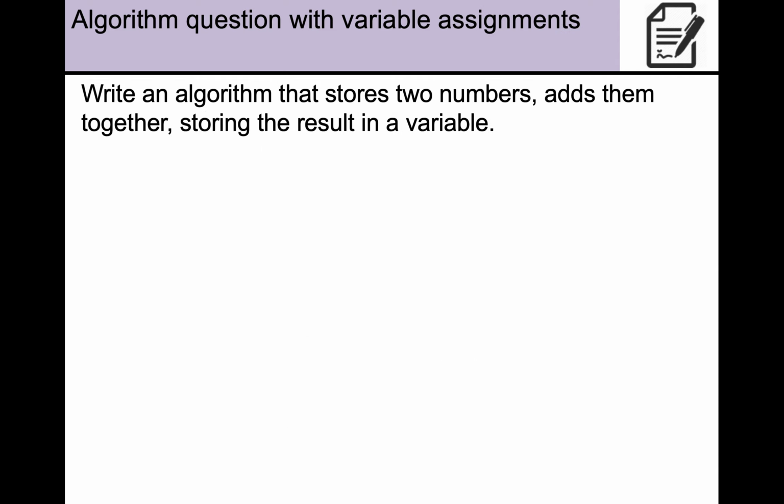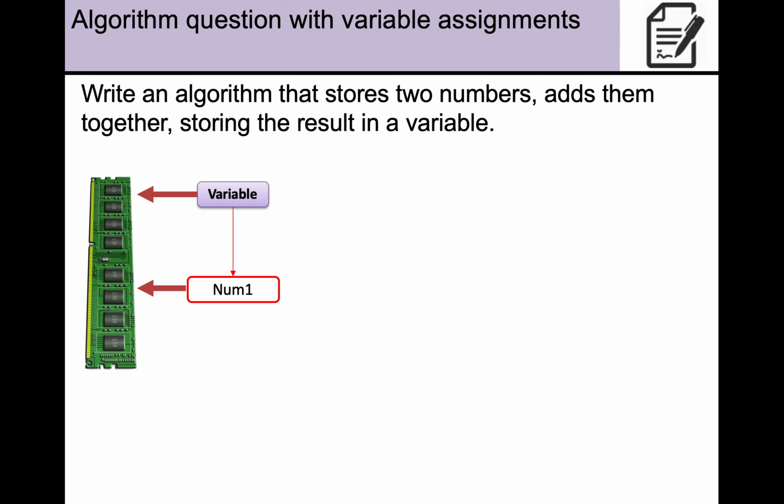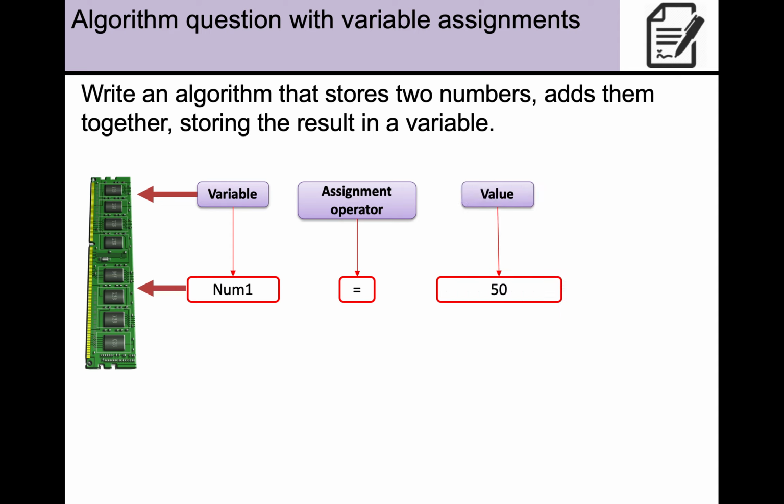So we're writing an algorithm that stores two numbers, adds them together, storing the result in a variable. Well, we take our first variable, which is num1, and that is a location in memory. Remember, that variable is a location in memory. It's a named location, and the name of that location is now num1. We have our assignment operator, so we can assign the value 50.